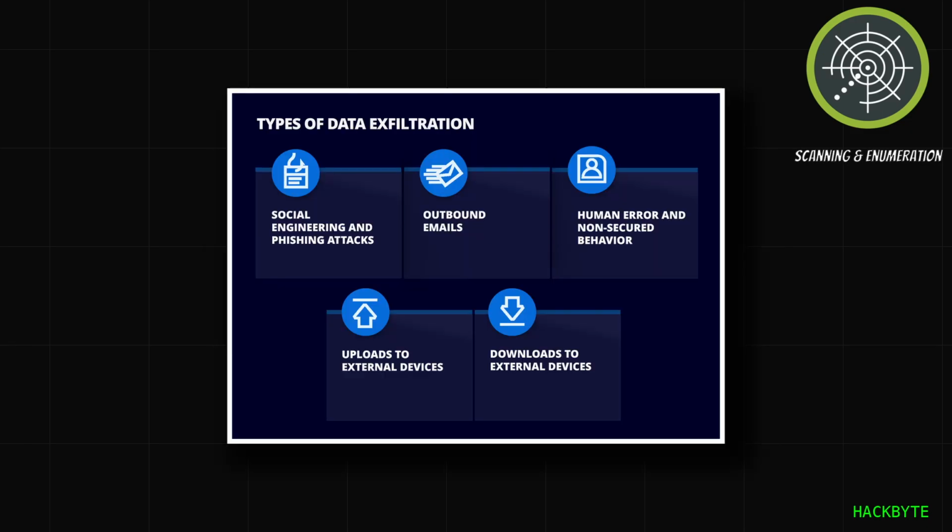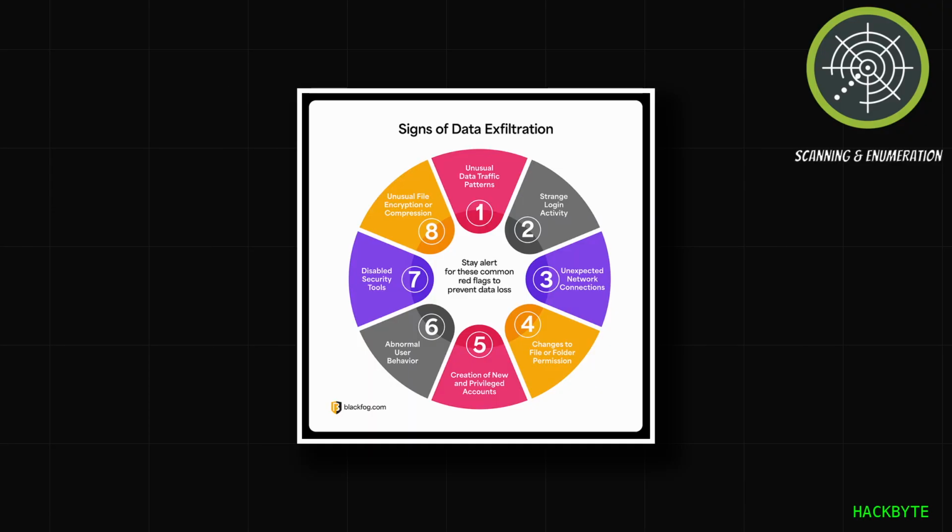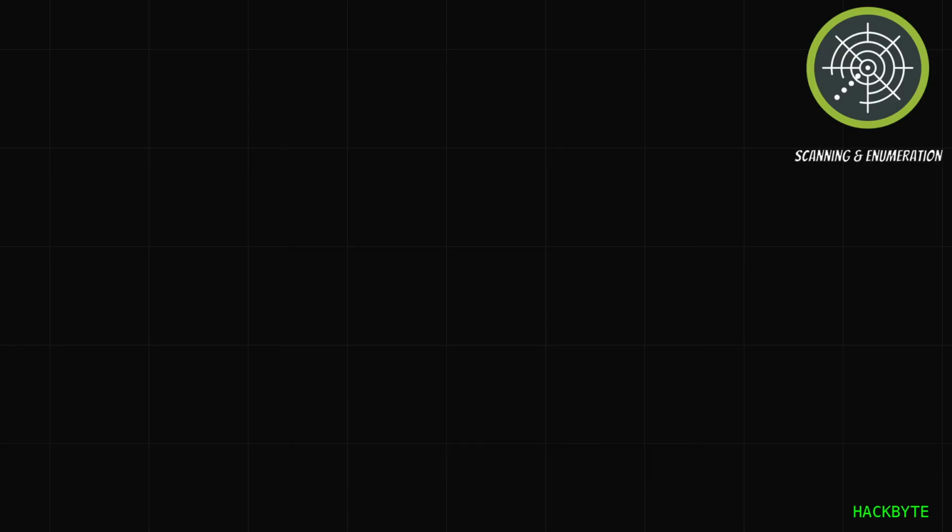Defenders should treat scanning as an early warning signal. Implement network based monitoring to detect scanning patterns, rate limit external probes, and alert on unusual enumeration. Logging and honeypots can help identify reconnaissance before exploitation occurs.